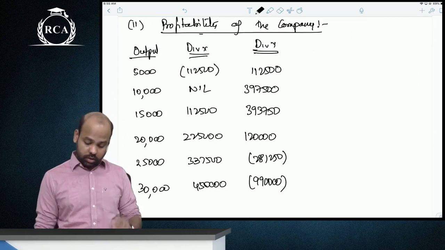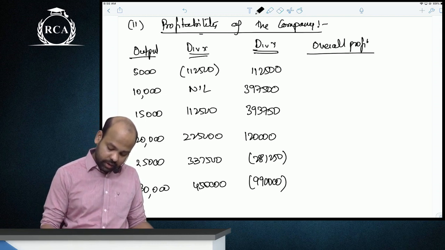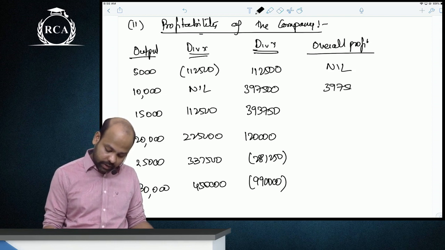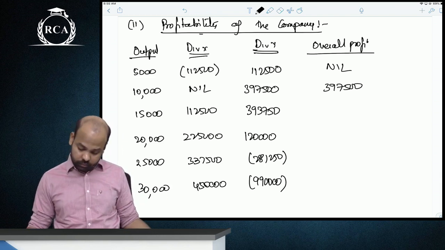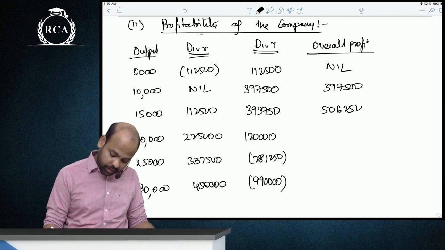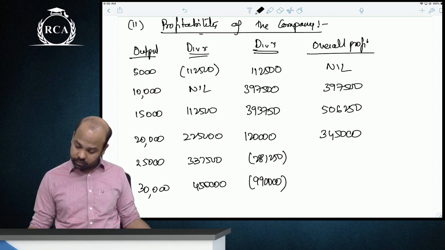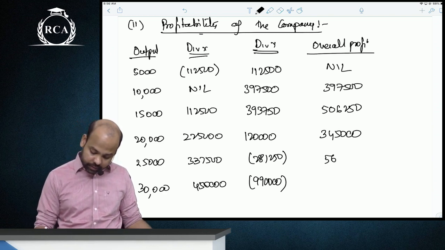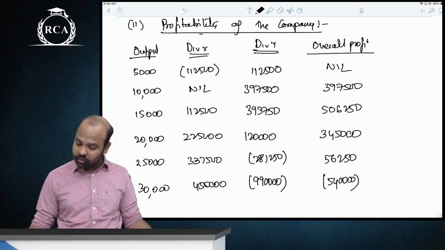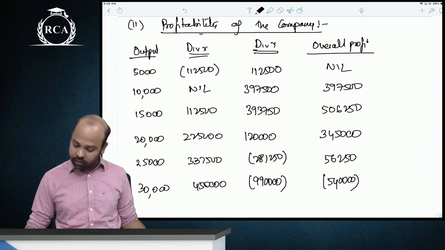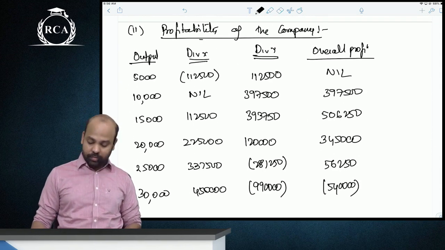Okay, sir. If you look at the overall profit of the company, just add these two figures. Here I'll get zero profit. Here 3,97,500. Here, guys, it is 5,06,250. Here it is 3,45,000. Here, guys, it is 56,250, and here it is 5,40,000. These are the amounts of profits, guys. 337,500 minus 281,250. Okay? Yes, sir. Based on this, beta, we can arrive.